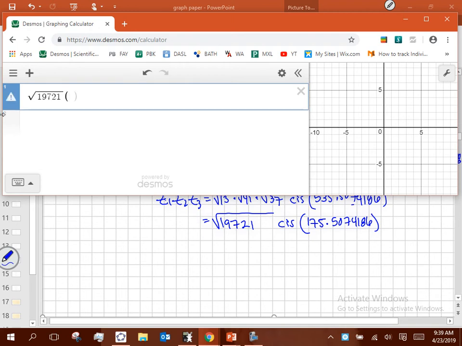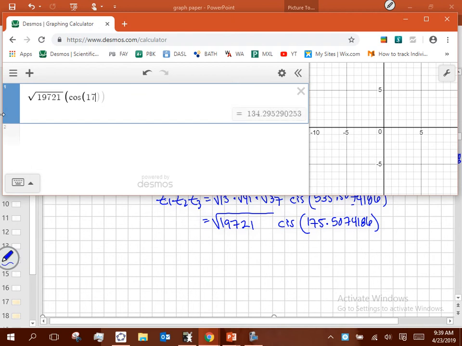Now it doesn't have a cis function, so I just have to type in cosine of the 175.5074186, and that is obviously your A component, right? Because that's what we defined A as. It's R cosine theta. So negative 140.